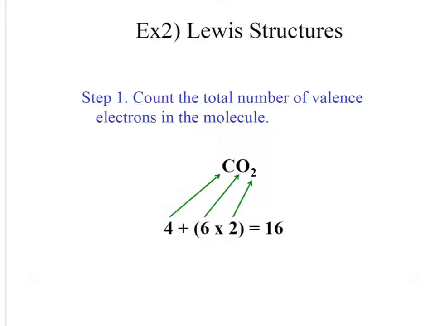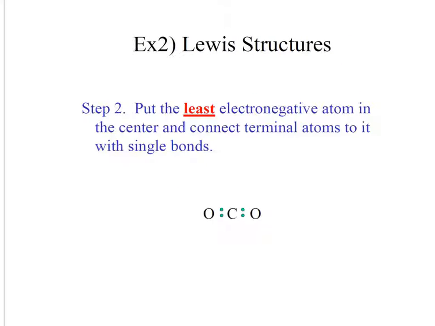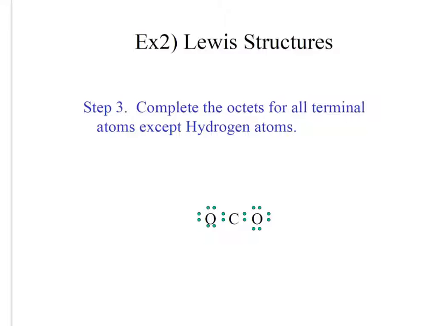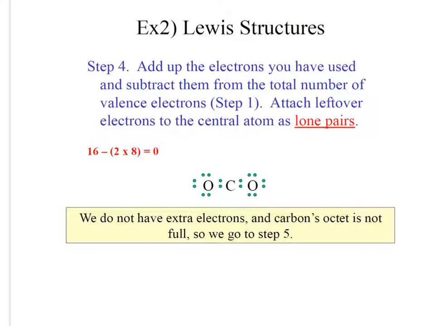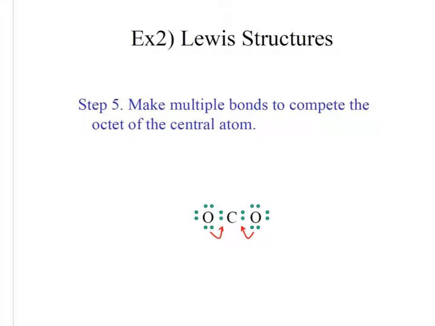Okay, so let's do CO2. We're going to count up the number of valence electrons, so 16. Carbon's going to go in the middle because it's the least electronegative. Complete your octets. Okay, now here we don't have any extra electrons, so carbon's octet is not full, so now we need a step 5, where we're going to make multiple bonds to complete the octet of the central atom. If there is an oxygen atom in the structure, make it a double bond before you make anything else a double bond.